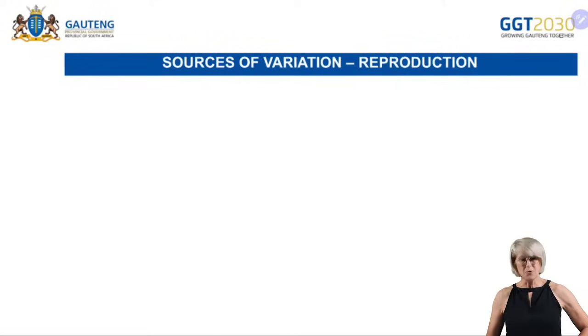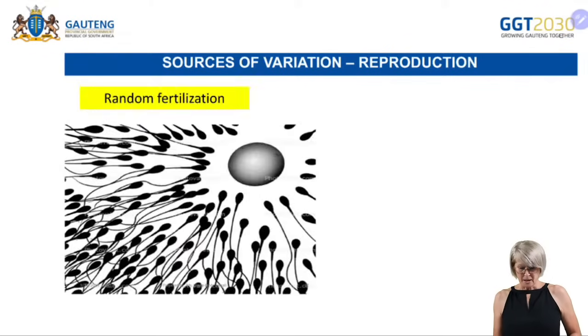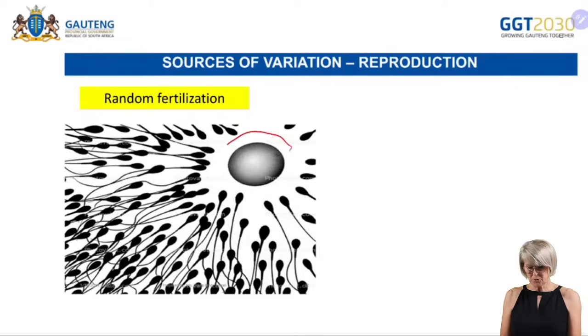Right, then another source of variation is reproduction. And the first thing is random fertilization, because remember, males produce millions and millions of sperm cells. So when intercourse occurs, the male deposits all those many sperm cells into the female's body, and those sperm cells make their way to the ovum. And remember, in humans, we usually only have a single ovum. But we don't know which one of those sperm cells is going to fuse with or fertilize the ovum. So once again, it's random fertilization.